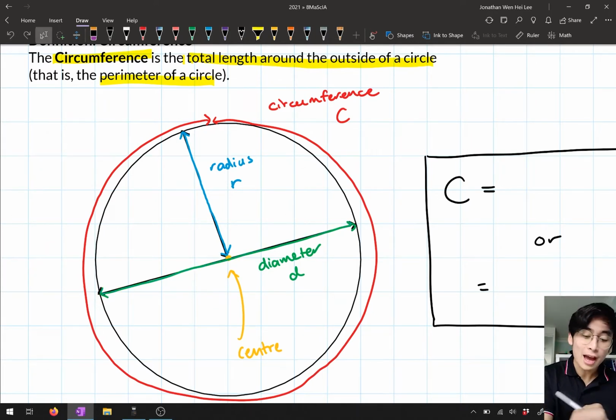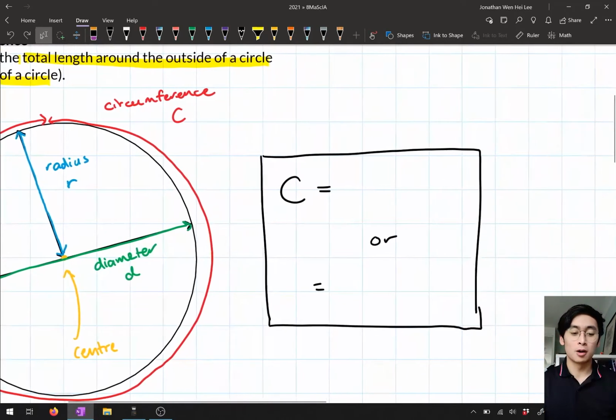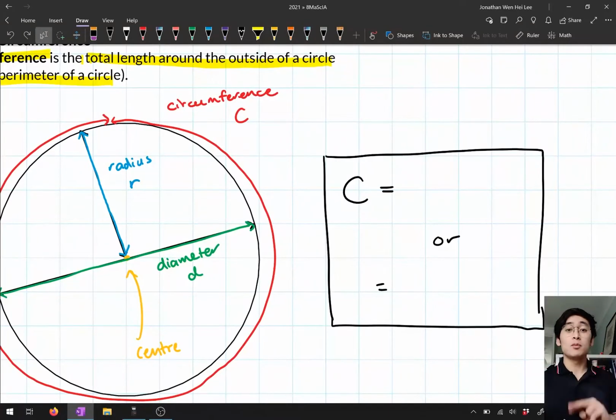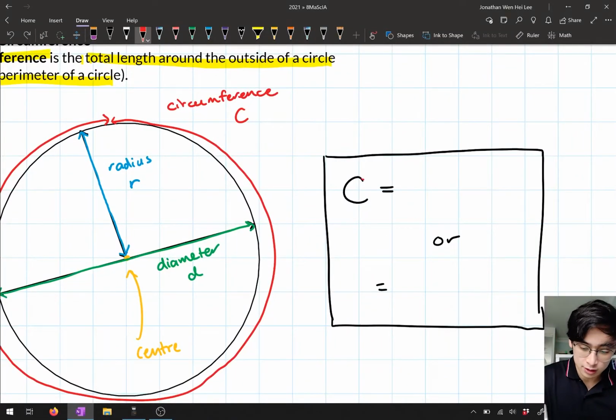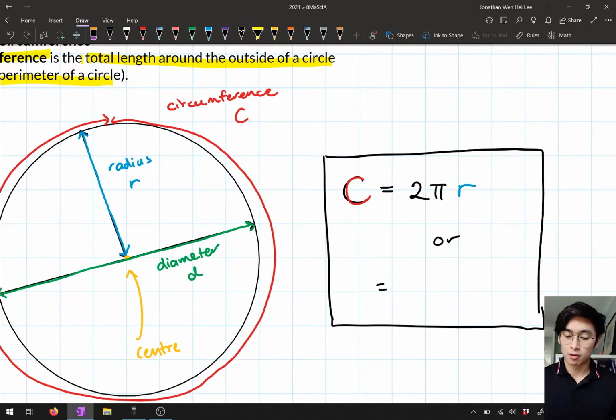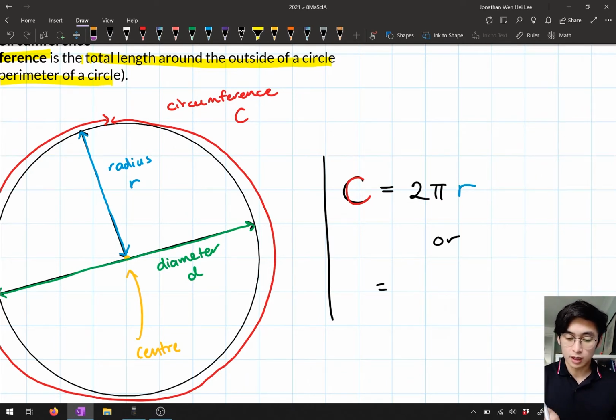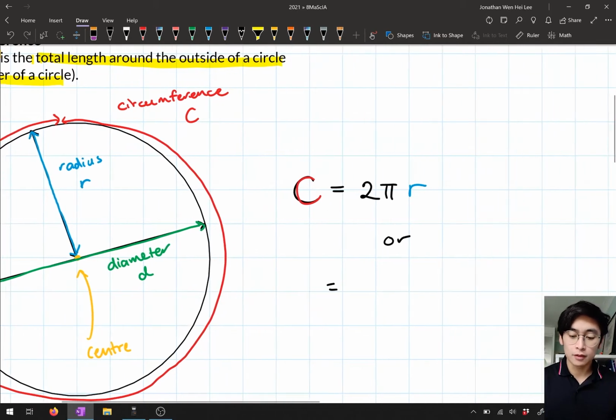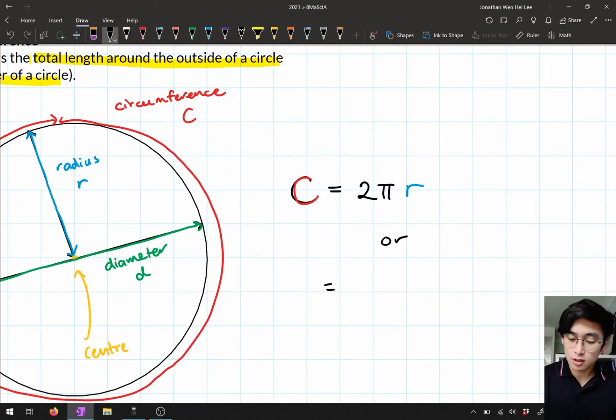That helps contribute to our formula for the circumference in a moment. So when we're trying to calculate the circumference of a circle, C, there are two ways you can do it, depending on what measurement you get given. The first one, if you get given the radius, is C equals 2 pi r. That is just 2 times pi times r.